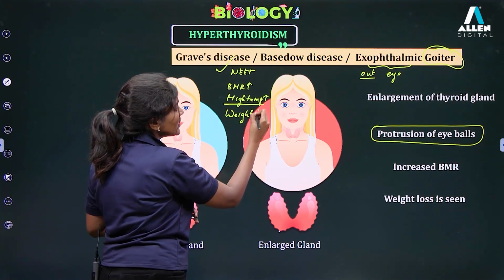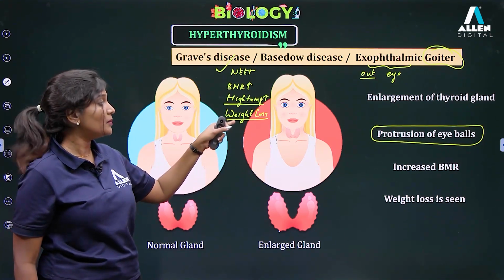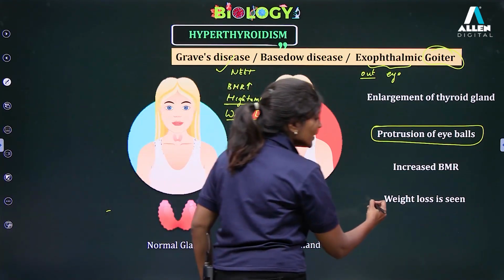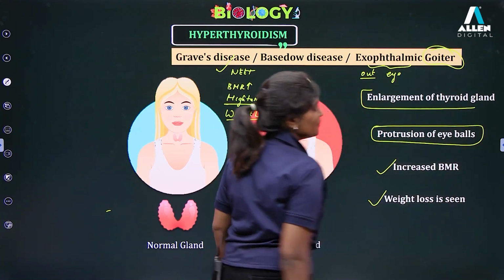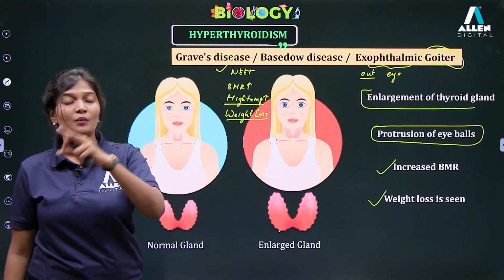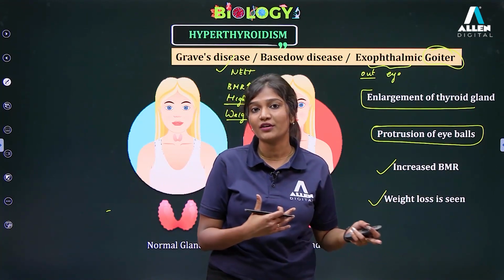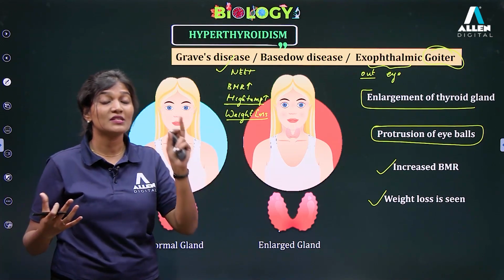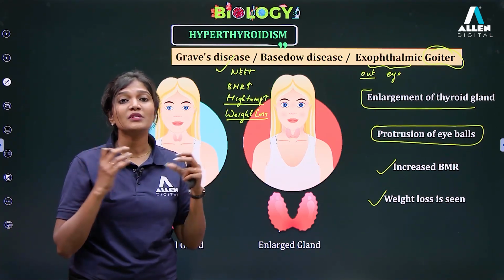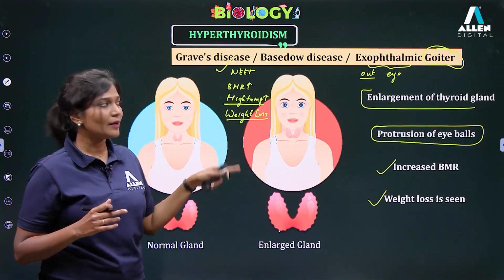So, hypothyroidism, people gain weight. In hyperthyroidism, people lose weight. So, you can see weight loss, increased BMR and enlargement of thyroid gland. If you're going to ask me a question, ma'am, in simple goiter also enlargement of the gland takes place, and even in exophthalmic goiter, otherwise called Graves, the enlargement of the gland takes place. But in simple goiter, the enlargement is even greater than in exophthalmic goiter. So this is for the hyperthyroidism.